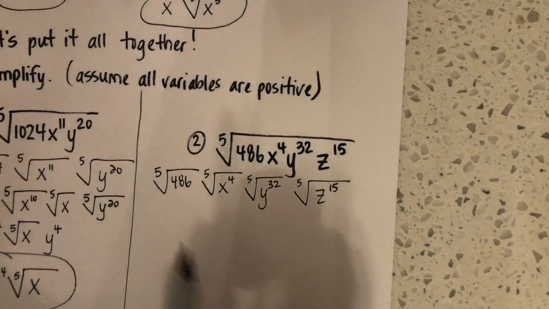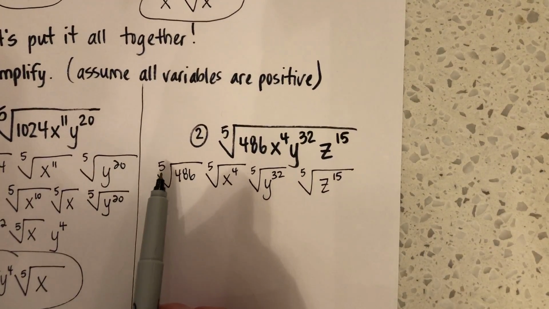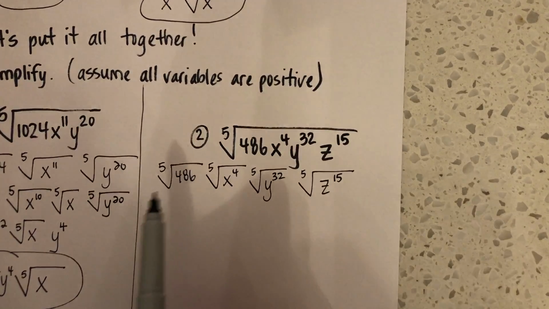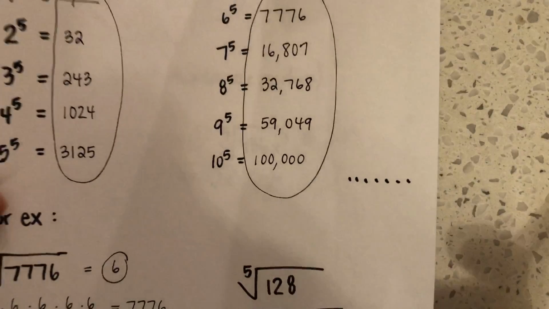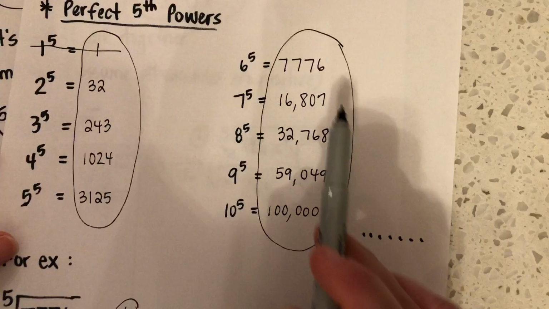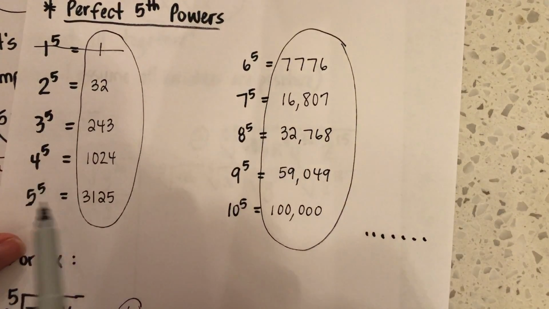Okay, here we go. Let's deal with them one at a time. Can I take the 5th root of 486 and get a whole number? Let's look at our numbers. Look at your 5th root powers. Look for 486. He is not on there.